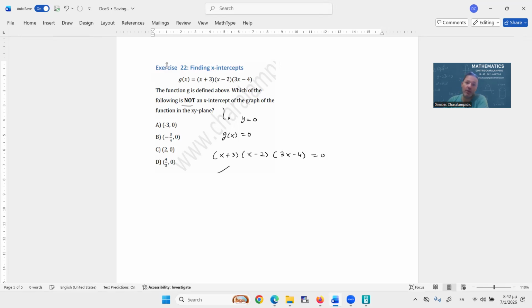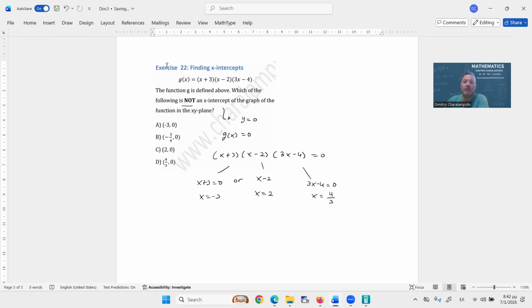So when either x plus 3 is 0, so x is negative 3, or when x minus 2 is 0, which means that x is 2, or when 3x minus 4 is 0, which means that x is 4/3. So these three values, negative 3, 2, and 4/3, are x-intercepts.